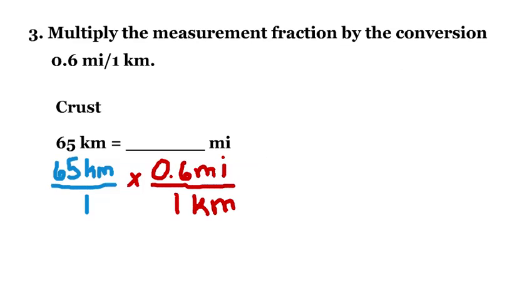Step 3 is to multiply the measurement fraction by the conversion, 6/10 of a mile over 1 kilometer. That means 6/10 of a mile is equal to 1 kilometer. So as you see, I still have the 65 kilometers over 1, which is a fraction, and I'm going to multiply it by the conversion of 6/10 of a mile over 1 kilometer because they're equal to each other. I'm doing this because I want to get rid of the kilometers and have the unit be miles from now on.